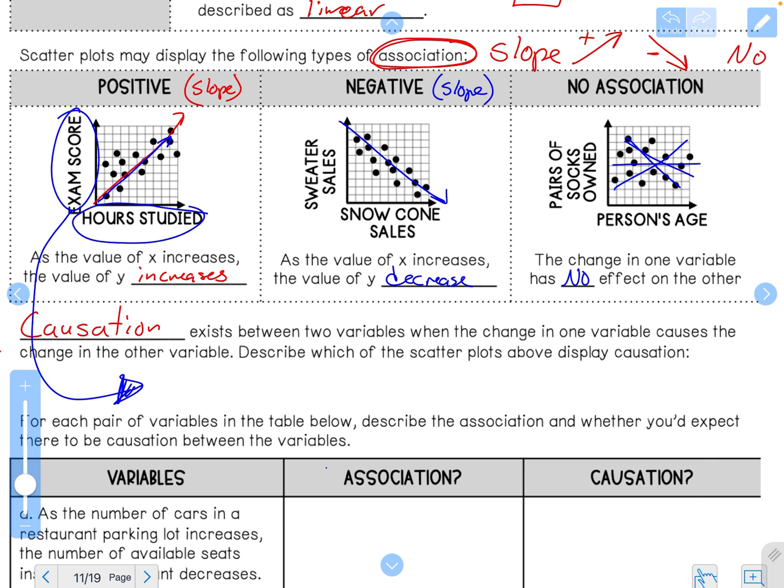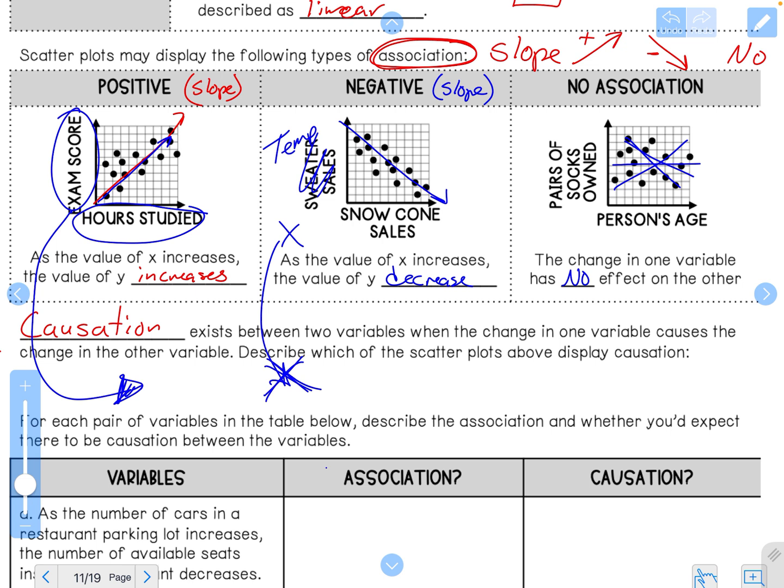As people sell fewer snow cones, sweaters go down. Well, fewer snow cones doesn't mean more sweaters. It just happens that as fewer snow cones are sold, it's getting cooler. And if it's cooler, you're more likely to need a sweater. So these do not have causation. They just happen to be dealing with the cold. Now, if this was temperature, then yes, the temperature causes snow cone sales to go down.